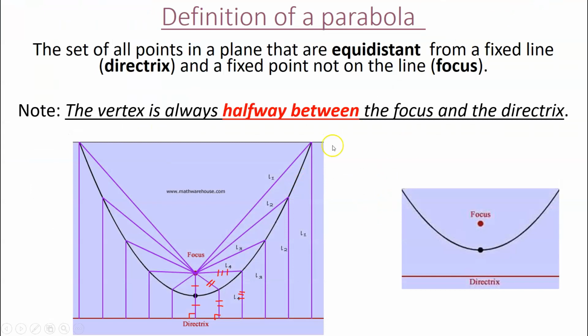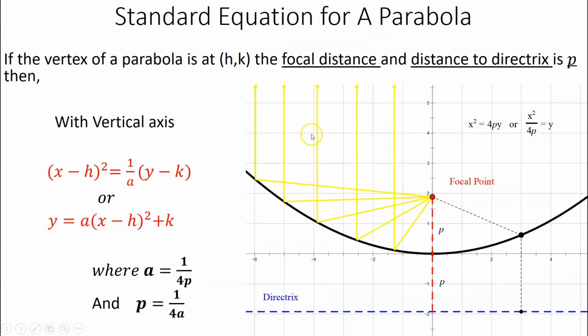Okay, this part here I've already mentioned to you. Standard equation for a parabola. The standard equation for a parabola can be written in one of two ways. And these two are actually the same thing here. They've just been rearranged a little bit. This is actually the one you will use most. This is called vertex form. You did see vertex form when you've talked about parabolas before.